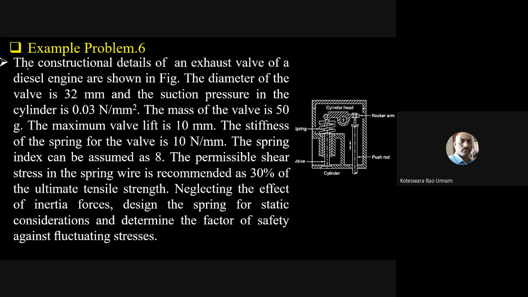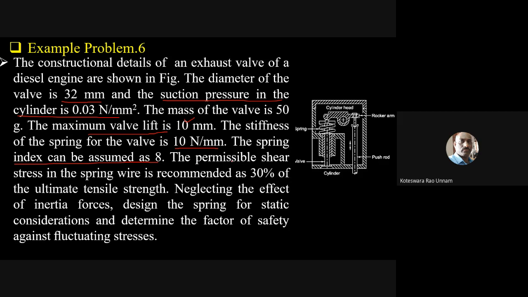What he has given: the construction details of an exhaust valve of a diesel engine are shown in the figure. The diameter of the valve is 32 mm and the suction pressure in the cylinder is 0.03 Newton per mm square. The mass of the valve is 50 grams. The maximum valve lift is 10 mm. The stiffness of the spring for the valve is 10 Newton per mm. The spring index can be assumed as 8.